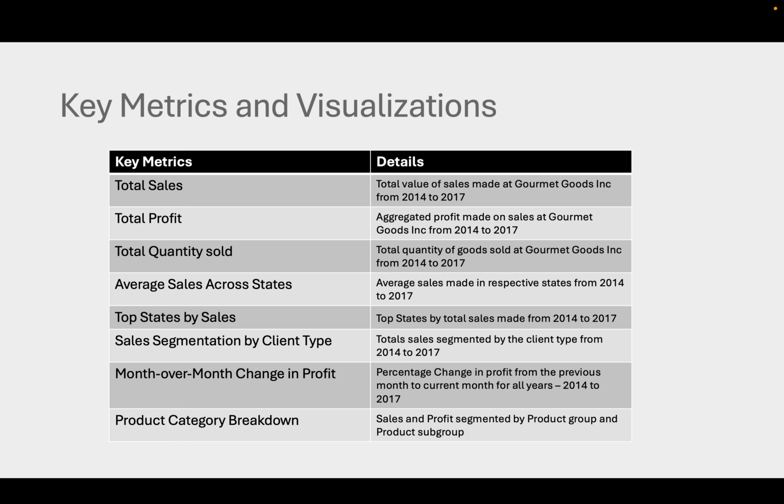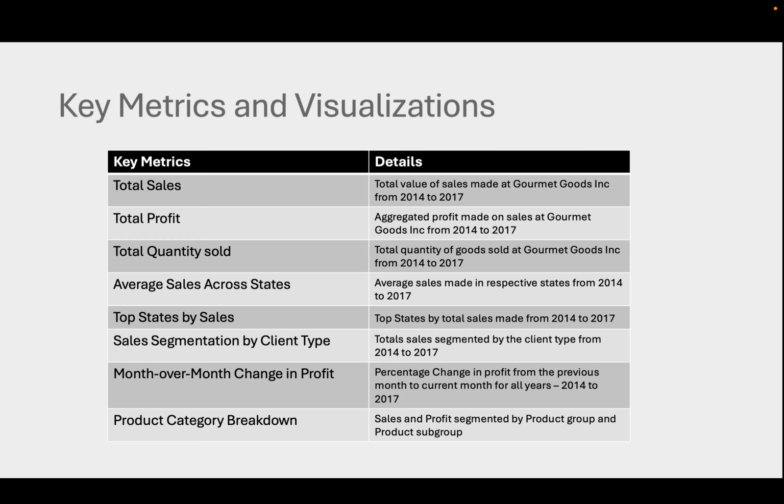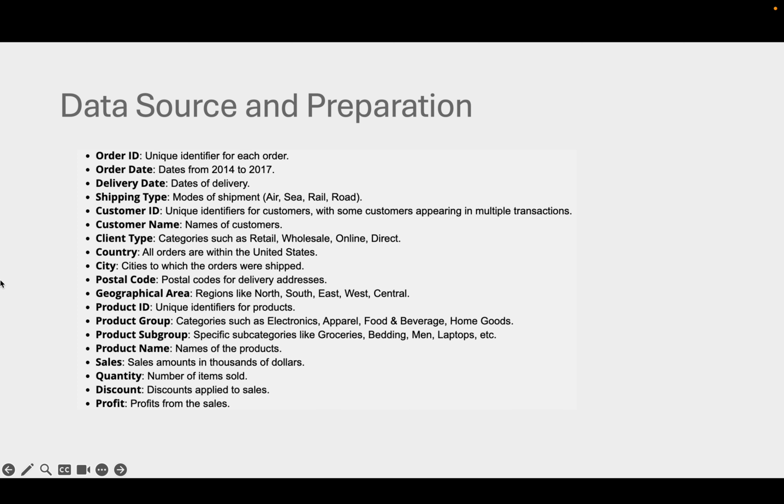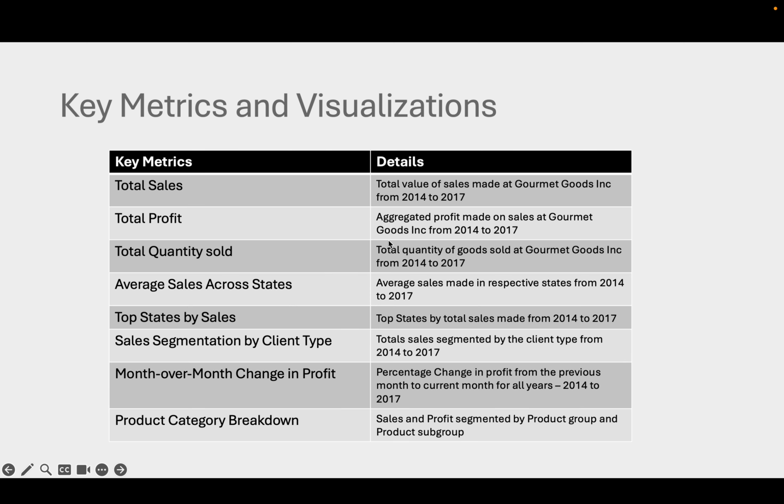Sales segmentation by client type. Like we said earlier, for the client type, we have retail, wholesale, online, and direct. It will be good for us to segment our total sales by client type and see whether we are seeing more sales in one of them. If not, then maybe we have a good distribution of sales across all those client type segments.